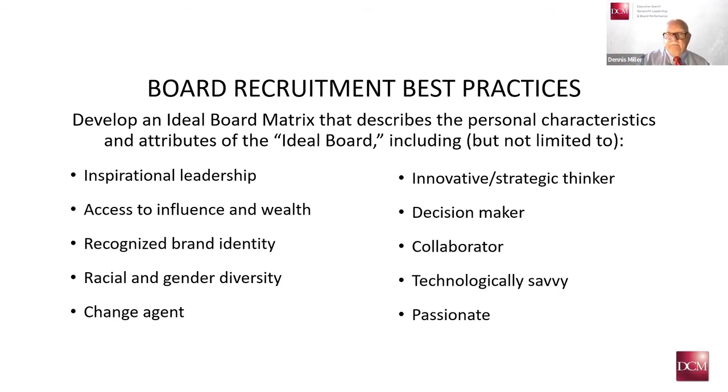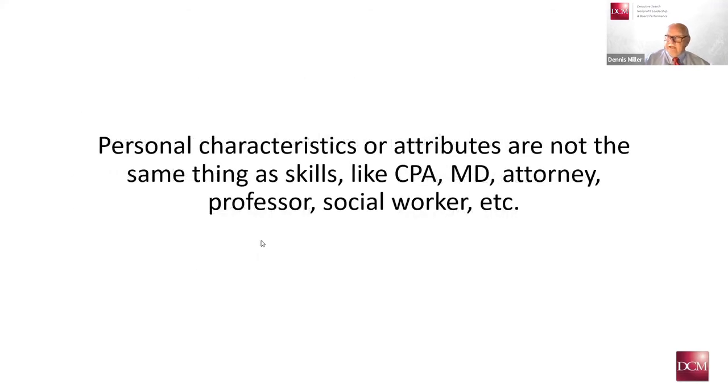And by competencies, you can see what I mean here. Inspirational leadership, an innovative strategic thinker, a decision maker, a collaborator, a brand builder, access to influence and wealth, a technology-savvy person, passionate, diversity, change agent. These to me are competencies. And these are the words I want you to start thinking about when you're thinking about who we need on a board. Ask yourself, do we have these competencies today? Now, here's what I said here. Personal characteristics are not the same things. So competencies are not skills like CPA, MD, attorney. That comes in second.